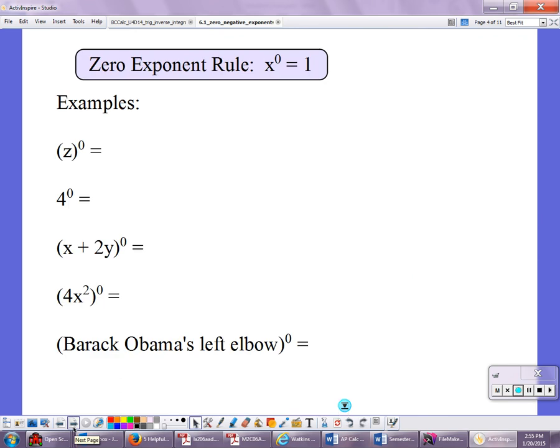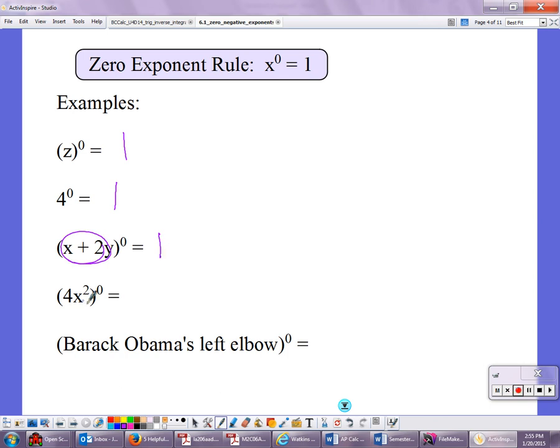Let's look at that a little more closely. So what are some examples? First example, I've got z to the 0 power, right? So that's going to be what? That's going to be 1. 4 to the 0 power. Anything to the 0 power is 1. So 4 to the 0 power is 1. Oh, now this one's different. This is weird. x plus 2y to the 0 power. But it doesn't matter, right? It's this whole thing. It doesn't matter what that comes out to. Take it to the 0 power, you're going to get 1.